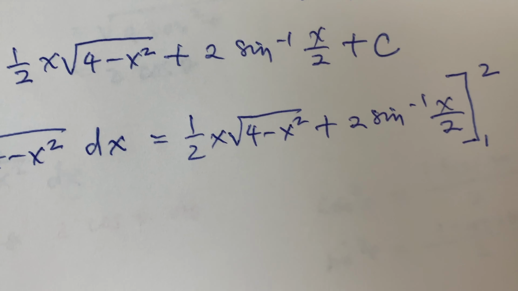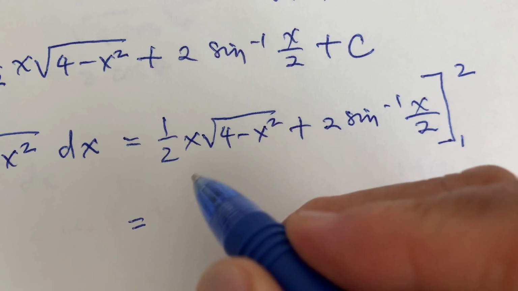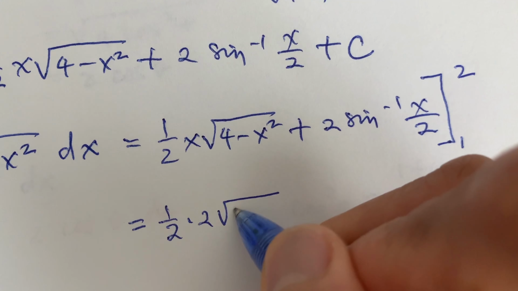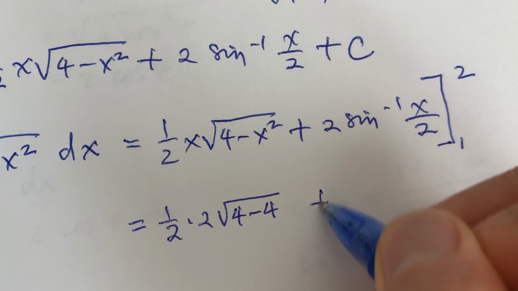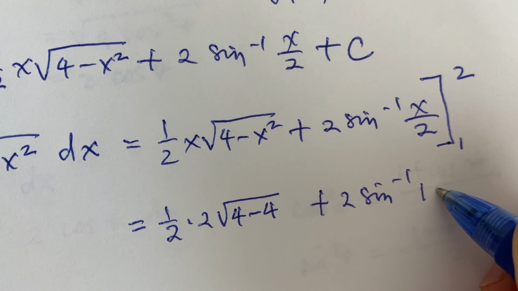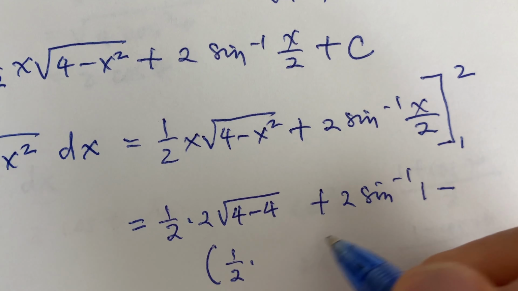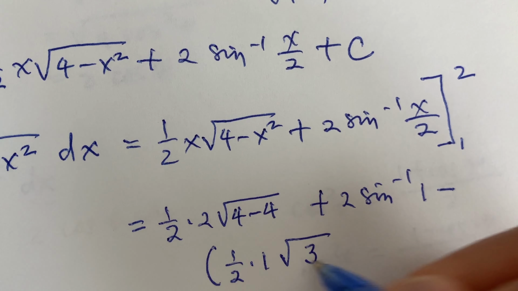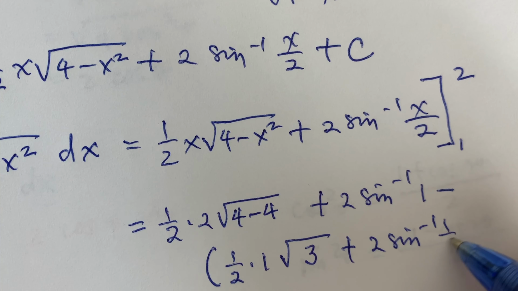So if x is 2, then we're going to get 1 half times 2 times the square root of 4 minus 2 squared, which is going to be 0, plus 2 arc sine of 2 over 2, which is 1, minus, for x equals 1, 1 half times 1 times the square root of 4 minus 1, which is the square root of 3, plus 2 arc sine 1 half.